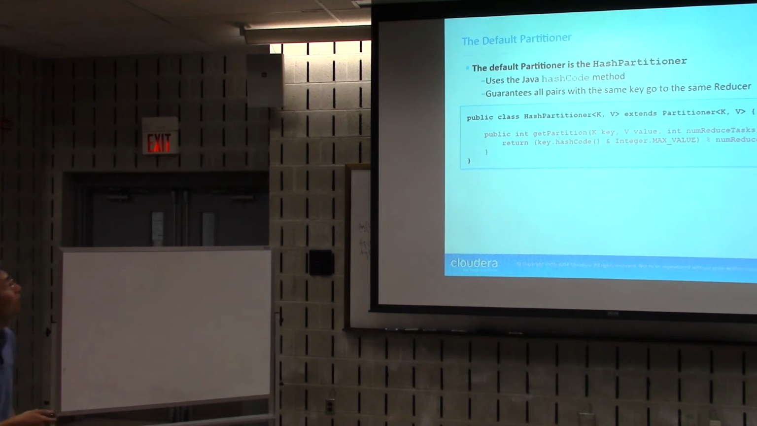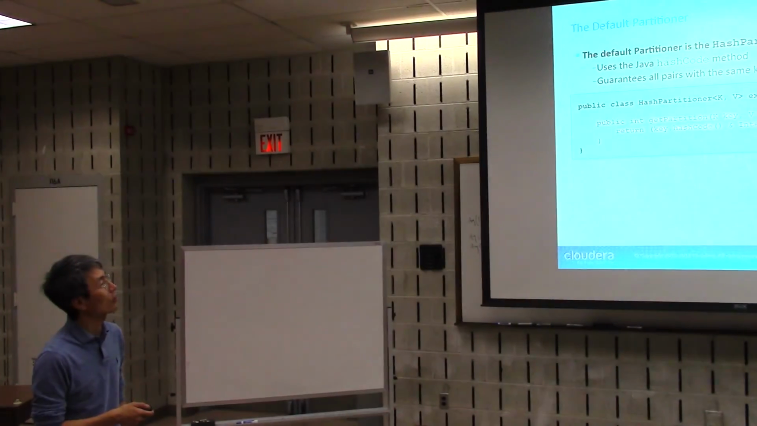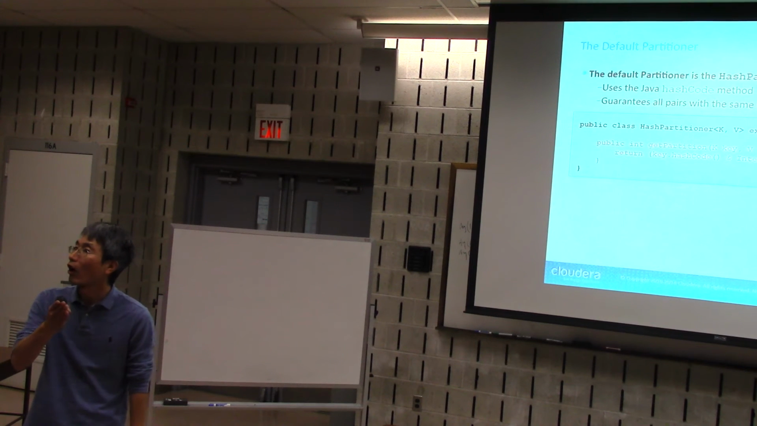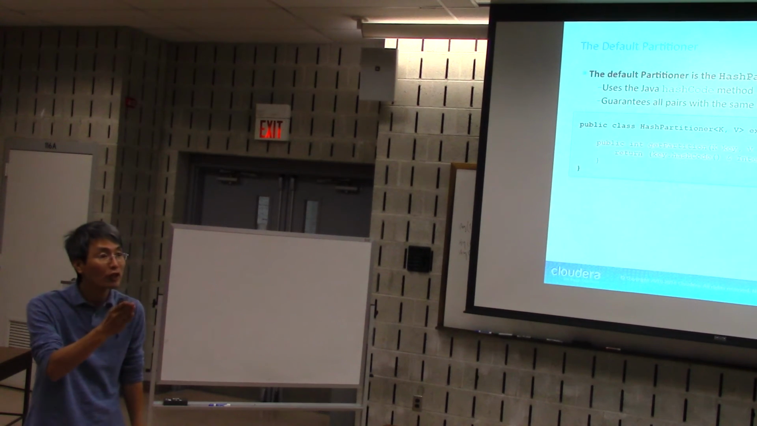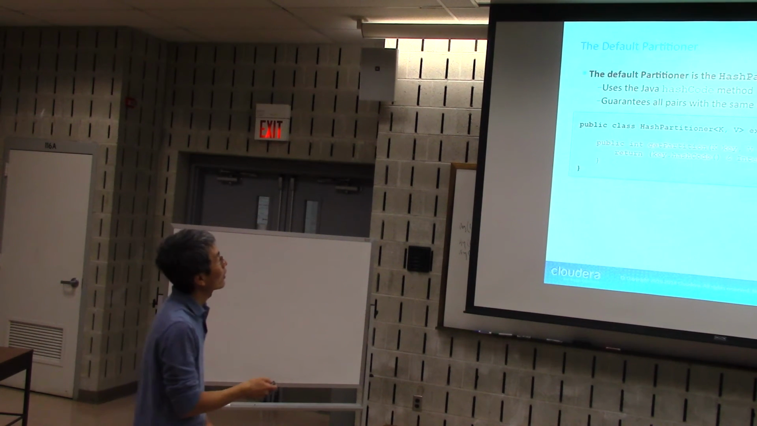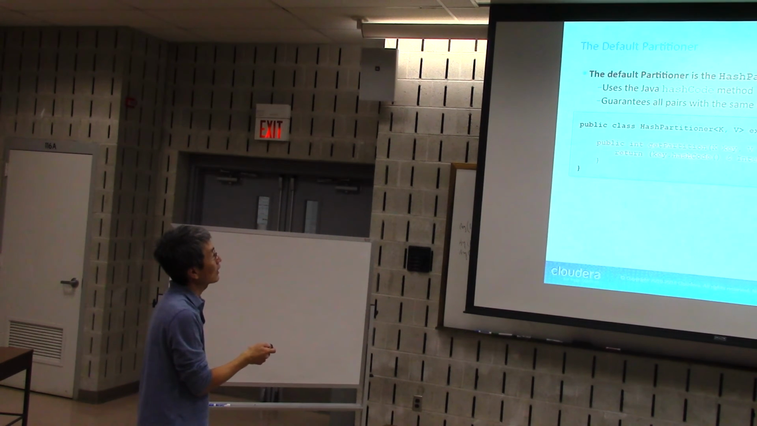This is the default partitioner. The default partitioner is the hash partitioner, which means it does not apply a specific condition. Instead, it just evenly distributes the data. Okay, so it uses the key's hash code, and then the data, key and value, will be distributed.